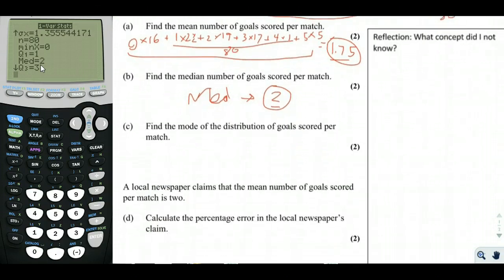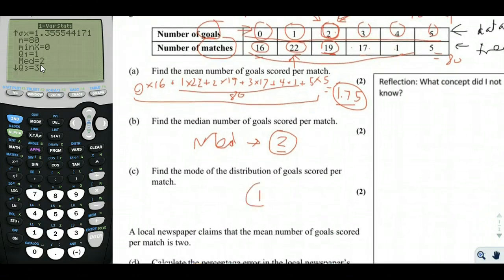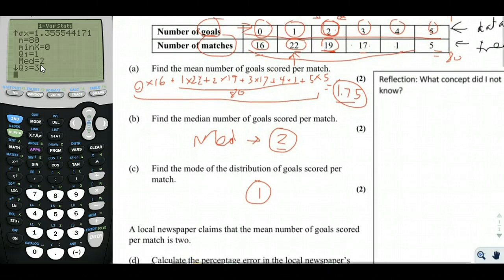Find the mode of distribution of goals scored per match. So the mode of the distribution would be the number of goals that occurs the most. Obviously, that's going to be 22. The calculator does not do the mode, but looking at a frequency table, it's very obvious, right? So the number of goals that is the mode is 1.